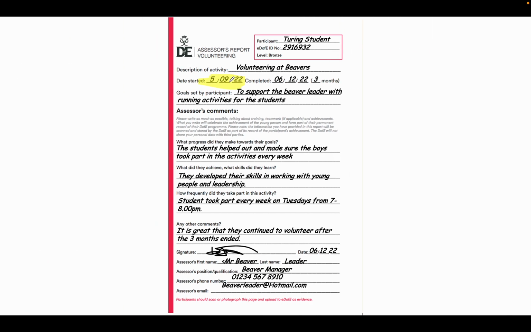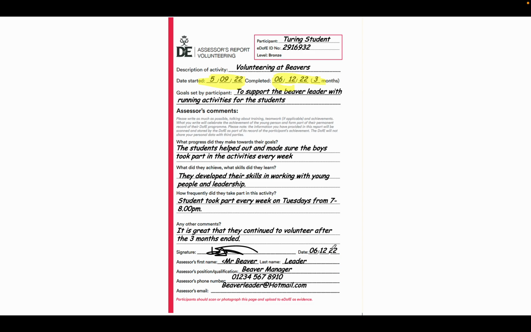All right, on here it's exactly the same. The other key thing is the completed date must be at least 3 months after the start, or 6 months after the start, depending on how long you're doing it for. So if I put the 4th of December in here, it cannot be accepted. It will be rejected. It's got to be at least 3 months after the start date.